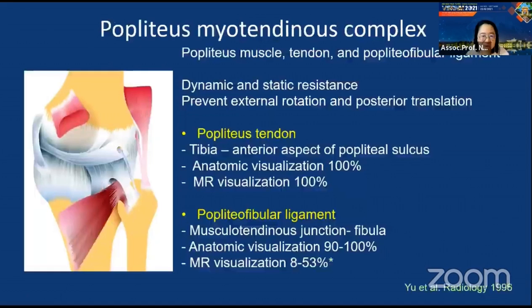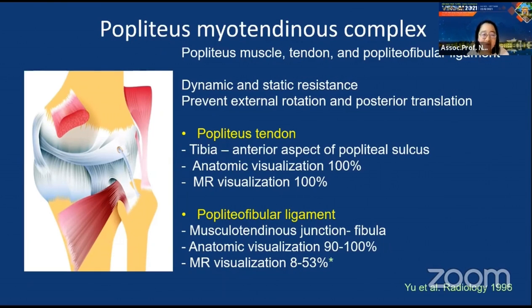Let's move to the inner structure, the popliteus myotendinous complex. It comprises the popliteus muscle, tendon, and popliteofibular ligament. Because it has muscle, it helps in dynamic and static resistance. It not only prevents varus force, but it also prevents external rotation and posterior translation.